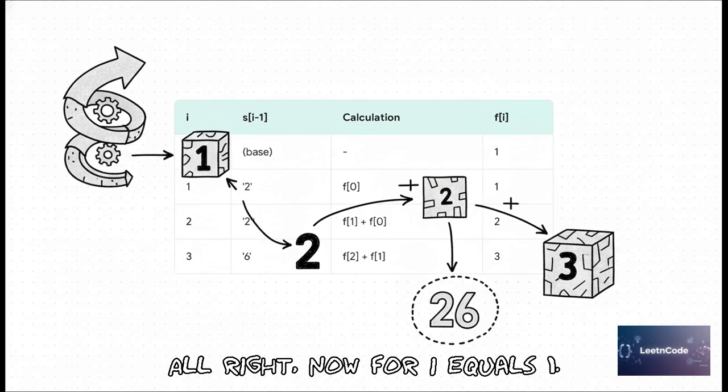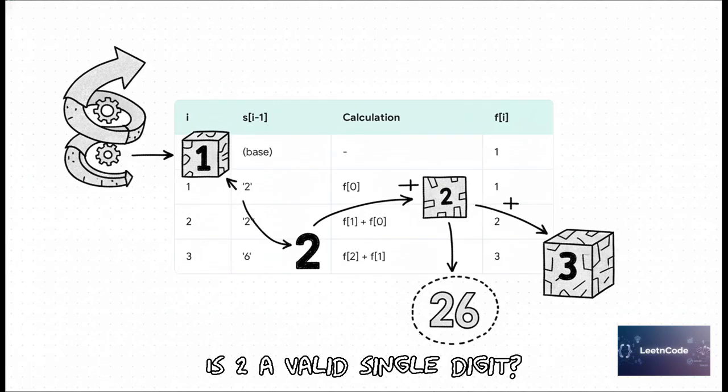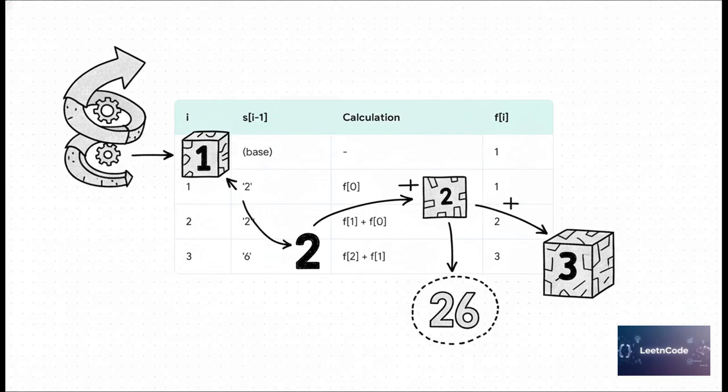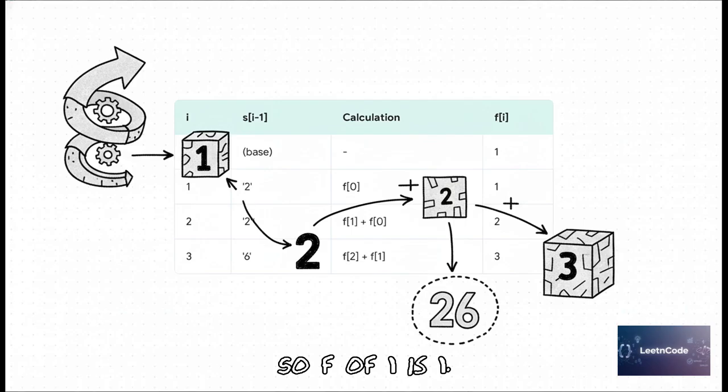All right, now for i equals 1. We're looking at the first character, which is 2. Is 2 a valid single digit? Yep, it's not a 0. So according to rule 1, we just take the value from f of 0. So f of 1 is 1.